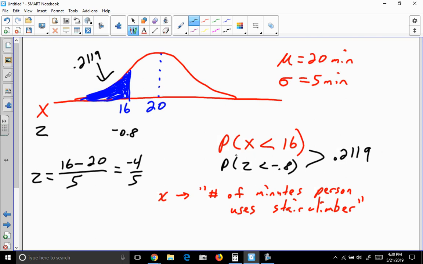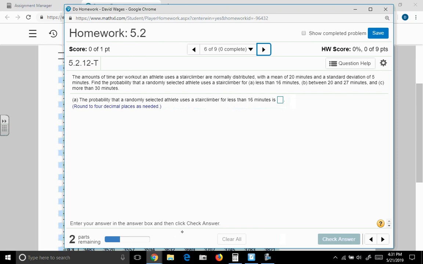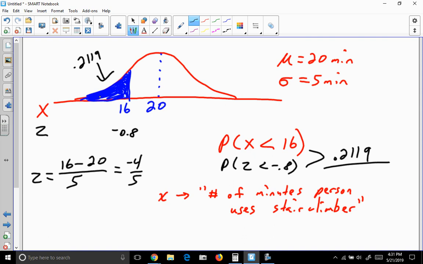So the likelihood that someone uses the stair climber for under 16 minutes is a little over 21%. A little over 21% of the time we will select a person that uses the stair climber for under 16 minutes. Now we could do the same thing for the other scenarios. We could find the likelihood that if we select a person, they use the stair climber between 20 and 27 minutes, or for more than 30 minutes. We would just want to draw our distribution, list the X value or X values given to us, and find the included area.